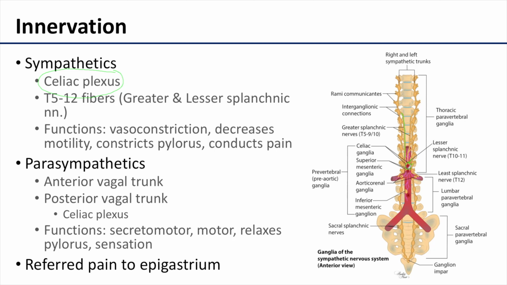The parasympathetics are sourced from both the anterior and the posterior vagal trunk. Now, predominantly the gut tube is going to be innervated parasympathetically, preganglionically, by the posterior vagal trunk. The stomach in particular has a significant parasympathetic innervation from the anterior vagal trunk. With activated parasympathetics, the functions are going to be more digestive. So for instance, we're going to see more secretomotor function, more motility of the gut tube, a relaxation of the pylorus so that we can move chyme into the duodenum, as well as some sensation. Overall, referred pain, which isn't true pain, but is interpreted by the brain as true pain, that comes from the stomach, is referred to the epigastrium.